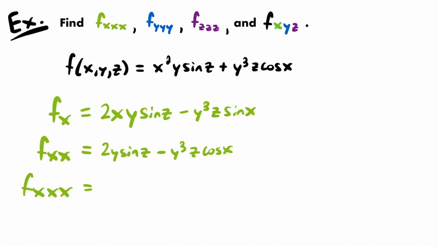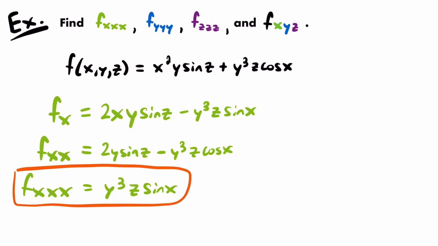It's the only thing in terms of x, and the derivative of cosine is negative sine, so that negative will cancel out with this negative, just leaving you with positive y cubed times z times sine x. All right, and that right there is f_xxx. It is the third partial derivative of this multivariable function where we differentiate with respect to x 3 times. So now let's move on to f_yyy. We're going to do the same thing, but take a partial derivative with respect to y each time.